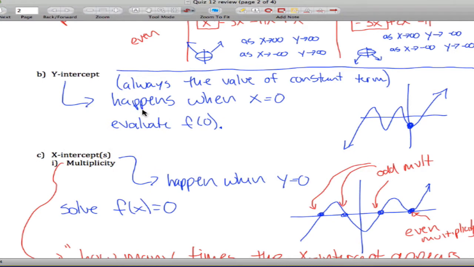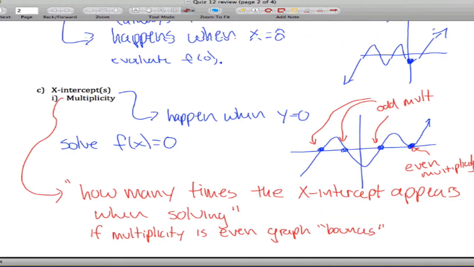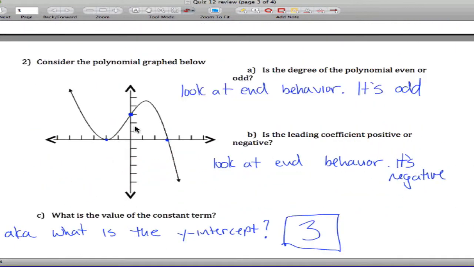Definitely memorize how to get the y-intercept. It's easy. It's 3 points. Remember how to get that. X-intercepts can be hard, but you should know how to find them and understand what multiplicity means. And then know, all right, what if you start out with the graph? Because that happens on a quiz. On the quiz, they'll give you the graph and ask you a bunch of questions about it.